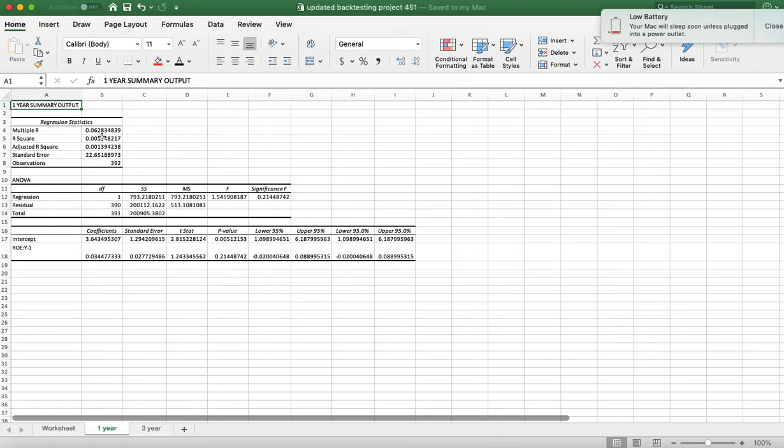So for my 1 year regression, you can see here my r squared is a very low number, close to 0. The r squared shows how well it fits a line, but for this backtesting strategy, we're not looking for a predictive model, rather we're looking for a relationship between ROE and the returns. So this is a fine number for that.